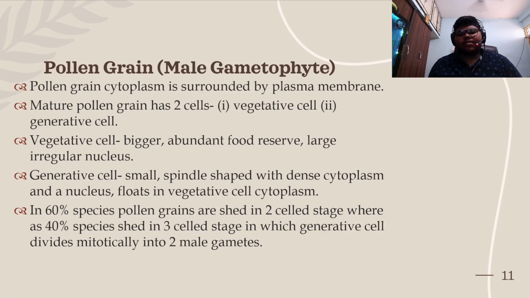In 60% species, pollen grains are shed in two-cell stage, whereas 40% species shed in three-cell stage, in which generative cell divides mitotically into two male gametes.